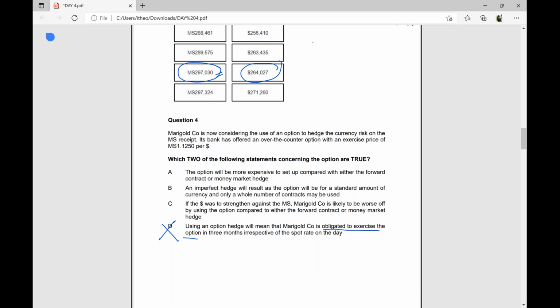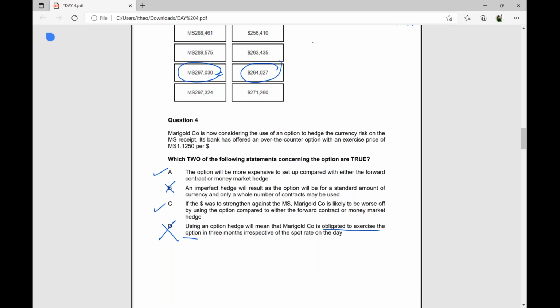Then, an imperfect hedge will result. An option does not create an imperfect hedge. It creates a perfect, or a normal hedge; it does not create an imperfect one. That's what is clearly mentioned in the Kaplan text. So this is also wrong. The correct answers are A and C.